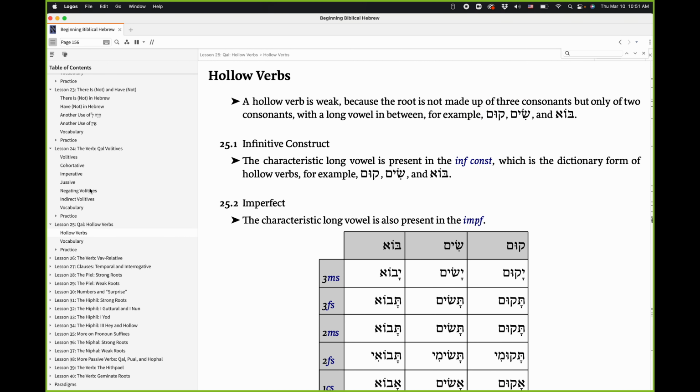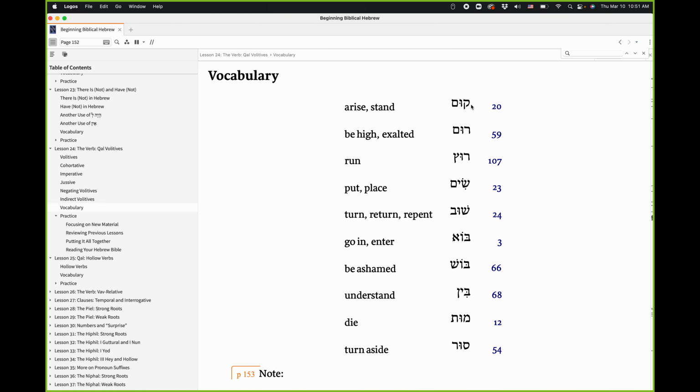Okay, we don't even need to talk necessarily about the morphology yet, like the spelling of this, but what I want you to know is the reason why you don't get the perfect form is because if you got the perfect form, you wouldn't see that this is a shureq, and you wouldn't know what forms to look for in the imperfect. So instead, they give you the infinitive construct form. So anytime you get a hollow verb in your lexicon, in your vocabulary list, you're going to be looking at the infinitive construct form. So qum does not mean he stood or he arose.